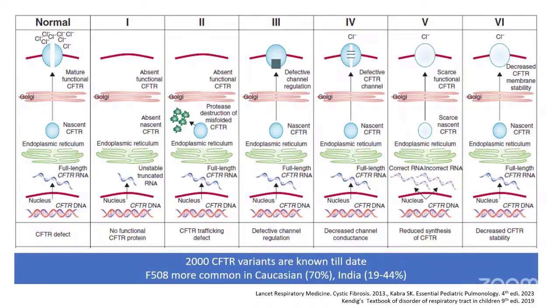In Western countries, the most common mutation is the homozygous delta F508 mutation. But in India, recently we have done a multi-site study of cystic fibrosis, and we found that only about 39 to 44% of the cystic fibrosis population have the delta F508 mutation, and the rest have very rare mutations, one or two cases each. So this is very interesting from the Indian perspective of cystic fibrosis.